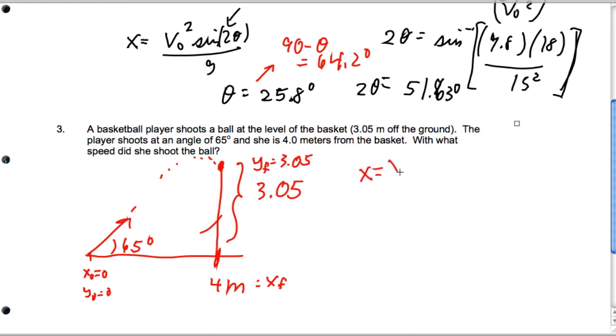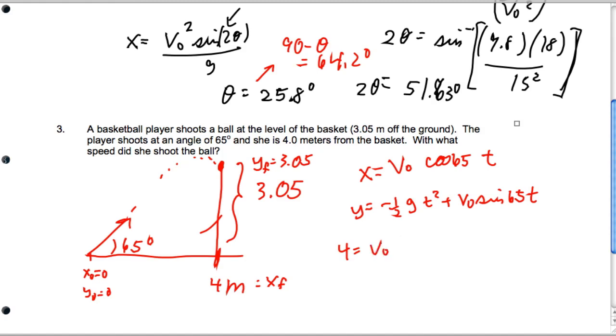Let's do the x formula as x equals v naught cosine of 65 times t. And in the y direction, we're going to say y equals 1/2 times negative g t squared plus v naught sine 65 times t plus 0. So we'll just leave that out. And then our goal here is to plug in a few more numbers. So for the x formula, we'll put in 4 equals v naught cosine of 65 times t. So we got 2 unknowns there, v naught and t.